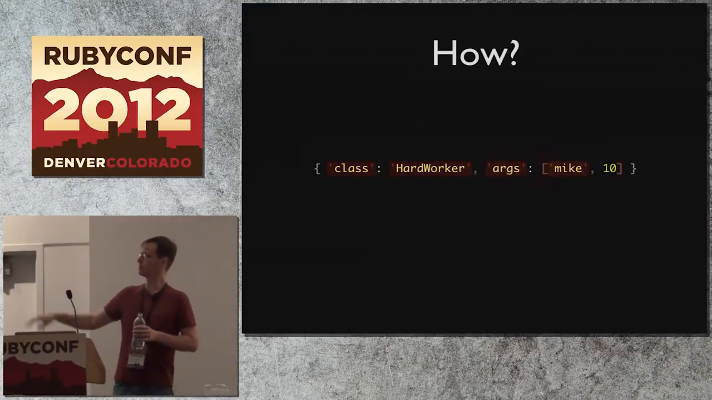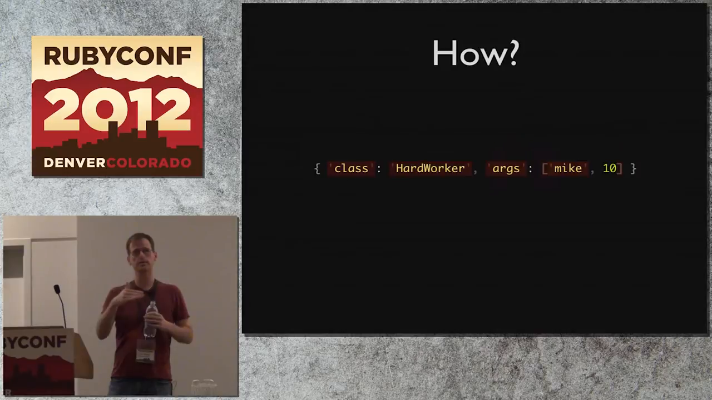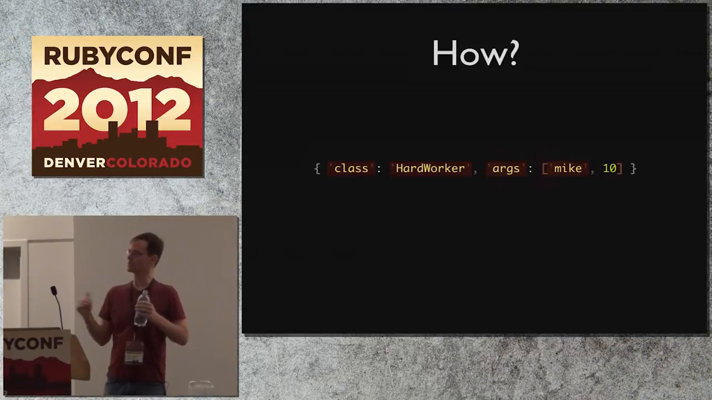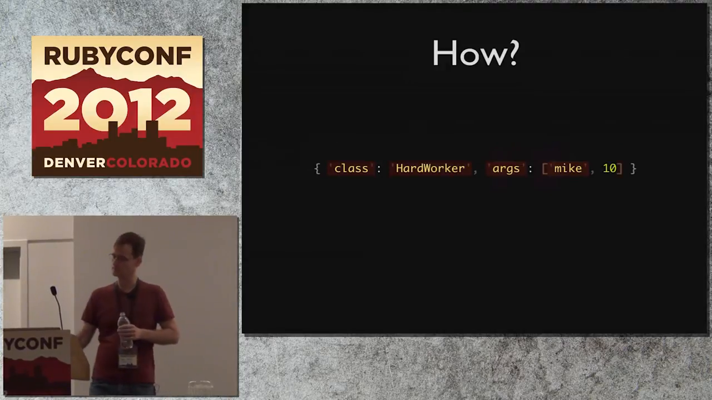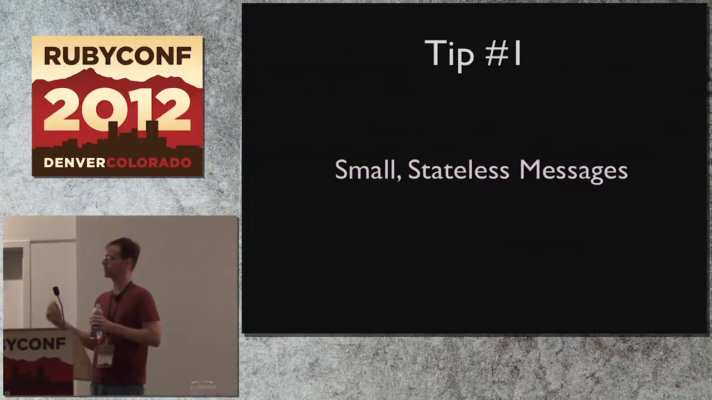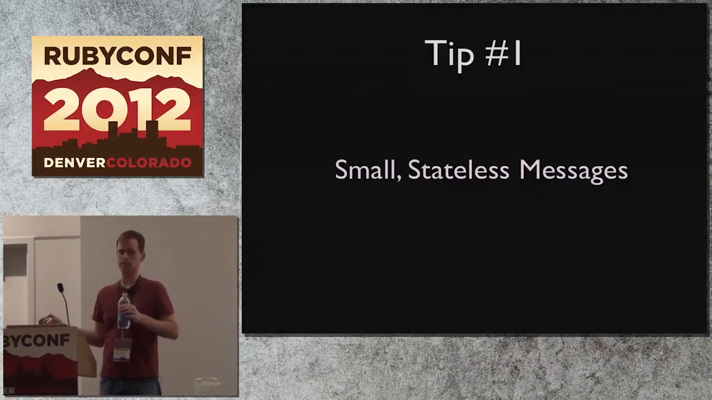That actually turns out it becomes very efficient now. Instead of talking about serializing possibly megabytes of closure for that anonymous block, now we've simplified things so that we can efficiently just pass in the class name and a simple set of arguments, and that message is very efficient, very small. So that brings me to my first pro tip when doing asynchronous processing: small stateless messages.